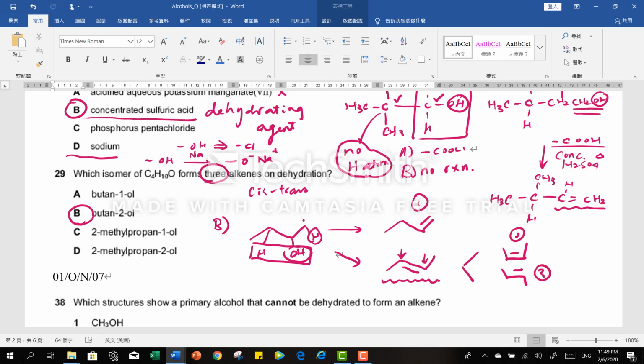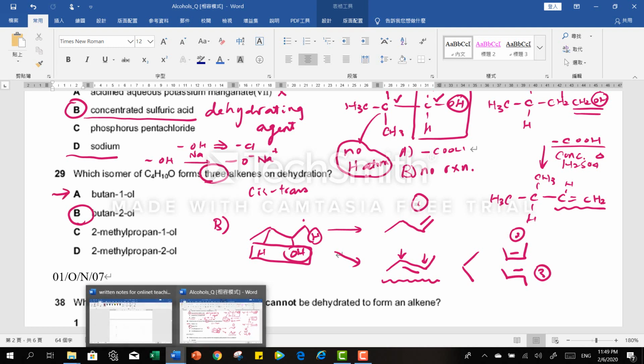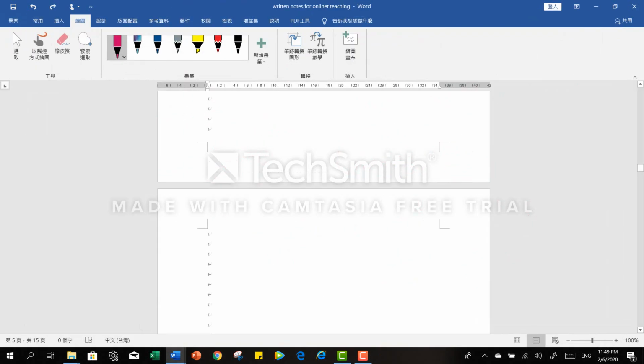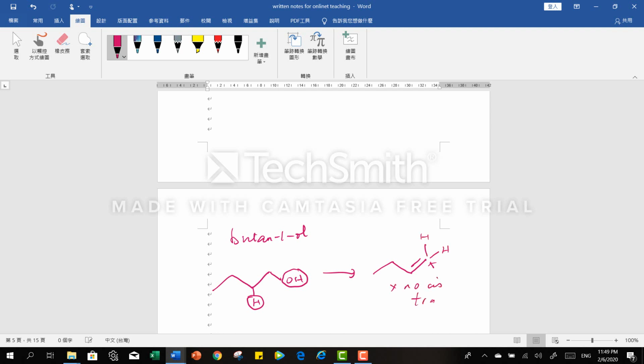Okay, now we can look at A and see why A is not the answer. I don't have enough space, so I will write here butan-1-ol, right? Butan-1-ol. Yep, 1, 2, 3, 4. After dehydration, you will pull out an OH here and pull out a hydrogen here, right? So it will become this one. Now, since this carbon is bonded with both H, there is no cis-trans. Then of course, if there is no cis-trans, there is only one alkene form instead of 3 isomeric forms.